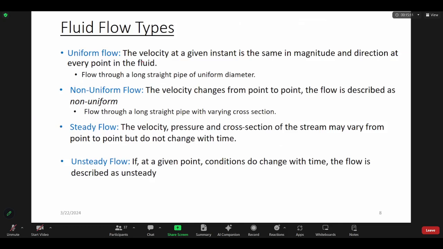Uniform flow means the main flow parameters do not change with distance along the flow. The velocity at a given instant is the same in magnitude and direction at every point in the fluid. The main flow parameters, meaning velocity and flow rate, likewise do not change with time.